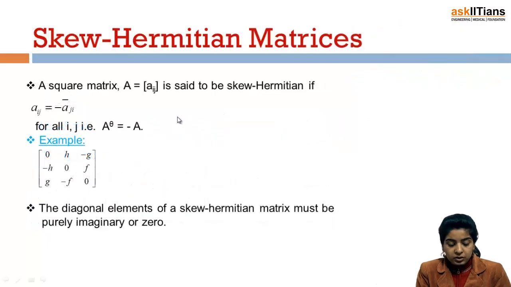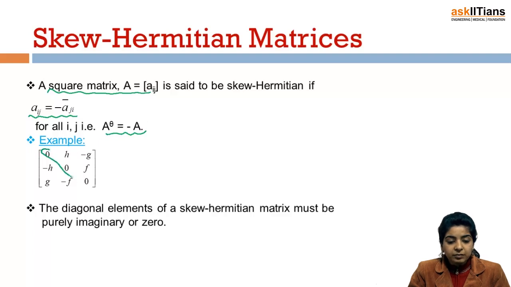Next we have skew-Hermitian matrices. A square matrix A equal to [aij] is said to be skew-Hermitian if aij is minus of a bar ji. That is, A theta is negative of A. Similarly, as in the case of Hermitian we had A equal to A theta, in the case of skew-Hermitian we have A equal to minus A theta. The example we have here is 0, h, minus g. You can see the principal diagonal elements are zeros.